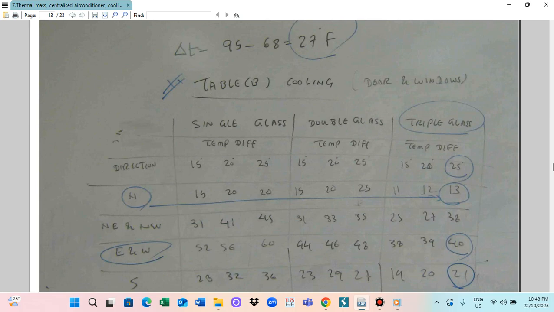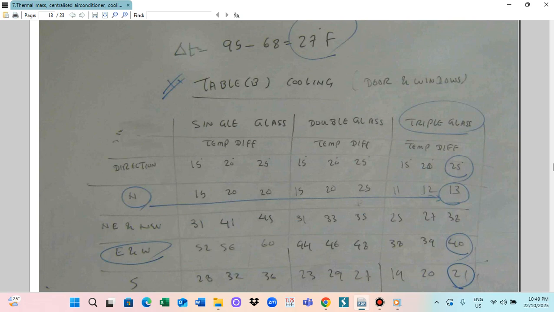So this is the summertime. Summertime typically has an outdoor temperature of 35, and indoors we want to keep it at 20. So 27 degrees Fahrenheit is the temperature difference. Also the windows are given. The windows are triple glass, so the type of the window is given as triple glass.